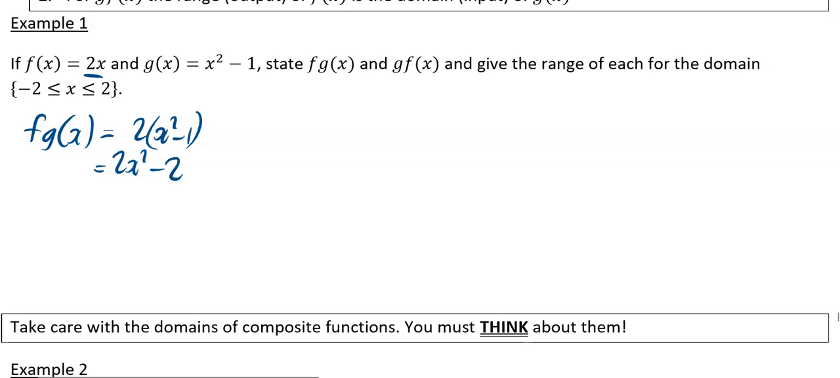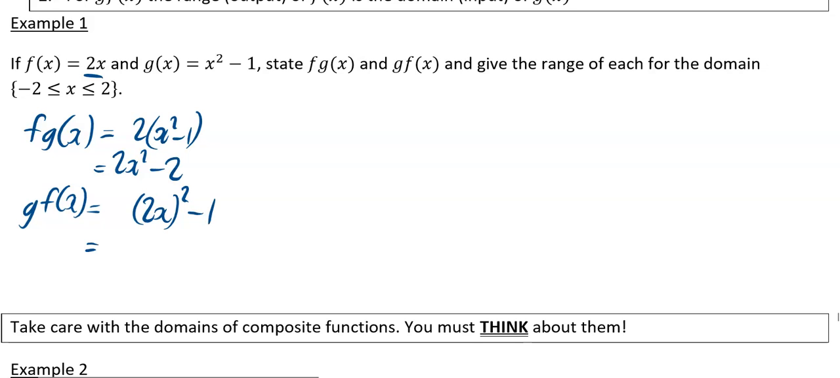Probably didn't need to write that out. It doesn't make a big difference, a big improvement from the first line, but it's fine. Then g f of x means you do your f first. So whatever your f is, it was 2x, and then we're going to do g to it. What g was doing was squaring whatever your input is, and then taking away 1. So this thing gets squared, and then you take away 1.